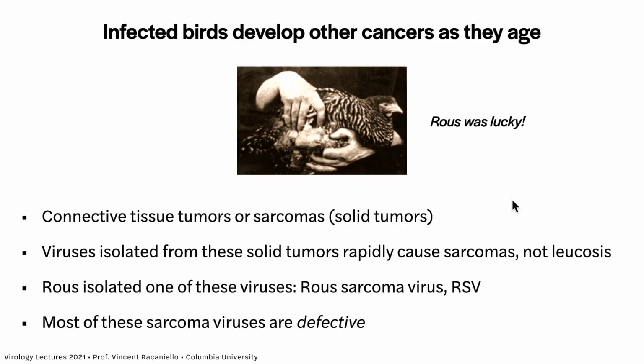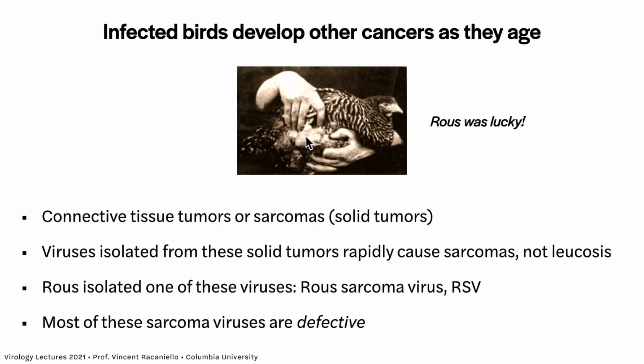Now, as birds get older, so they're not eaten by someone, they remain on the farm for whatever reason, they begin to develop other cancers as they get older. They get, for example, a variety of different tumors, but in particular, the ones we're interested in right now are connective tissue tumors. That's called a sarcoma, or a solid tumor. That was the kind of tumor that the bird brought to Rous had, a sarcoma.